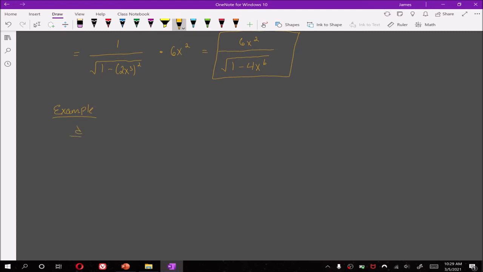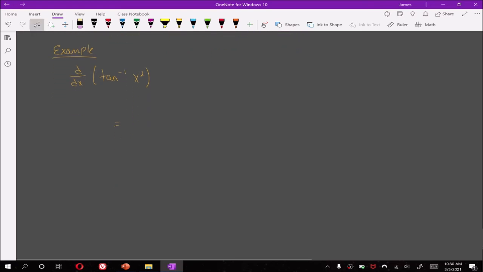Let's now consider the derivative of the inverse tangent of x squared. Again, by the work we've done, it's 1 over what we're taking the inverse tangent of squared plus 1, and now chain rule says take the derivative of x squared. And so we get 2x over x to the 4th plus 1.